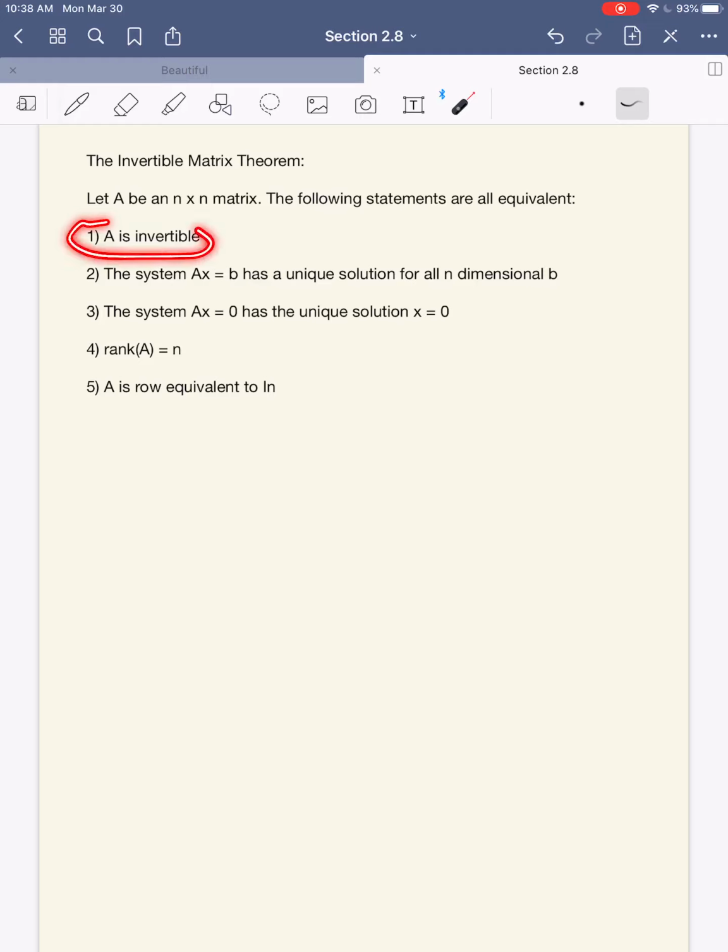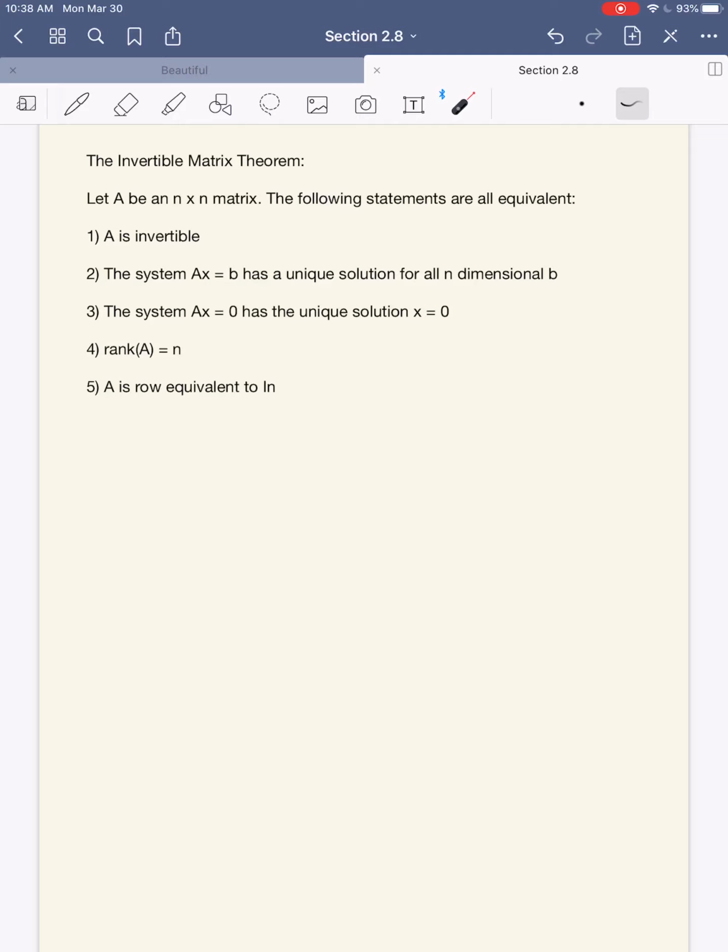So the first statement is that A is invertible. If A is invertible, then the system AX equals B has a unique solution for all n-dimensional B. So for any n-dimensional column vector B, no matter what you put over here, this system will have a solution, and that solution will be unique. Specifically, if you talk about the homogeneous system, AX equals 0, then that'll have the unique solution X equals 0. We know that homogeneous equations always have at least one solution, which is X equals 0. But in the case that A is invertible, we know that that is a unique solution, X equals 0.